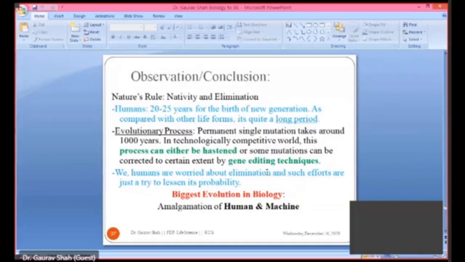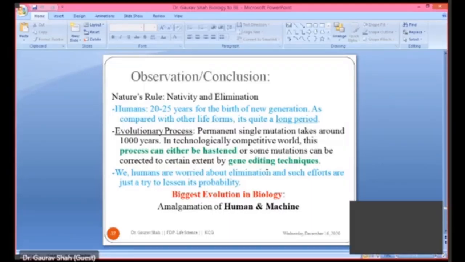But as I told you, this is thought-provoking. And as a biologist, as a life scientist, as a microbiologist, or as a human, I felt that I should share with you all whatever information I have. You might have more information related to it. I will be very happy if you share all that information with me.